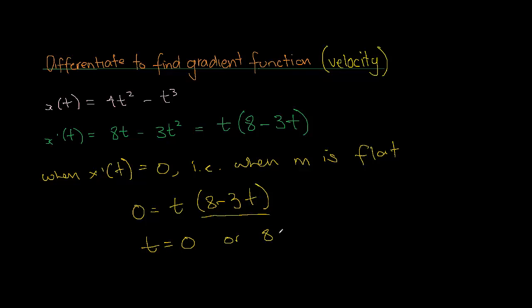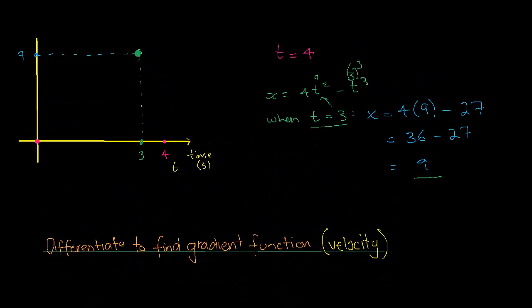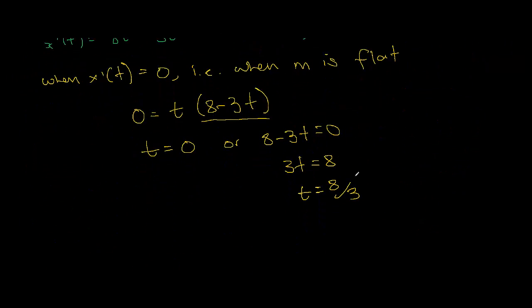If 8 minus 3t equals 0, then of course 3t equals 8, t equals 8 on 3. Beautiful. So these are when the gradient's flat. It's flat at this point here, so I'm going to write flat here. That's at the point when t equals 0, and also at this point, 8 on 3.